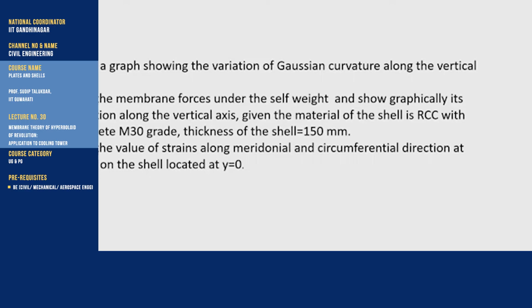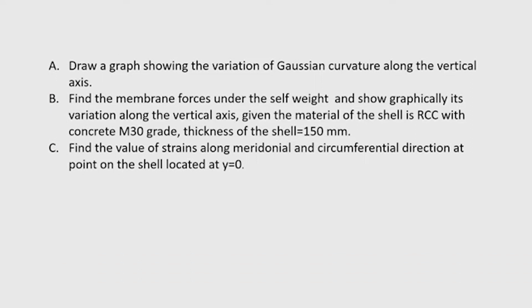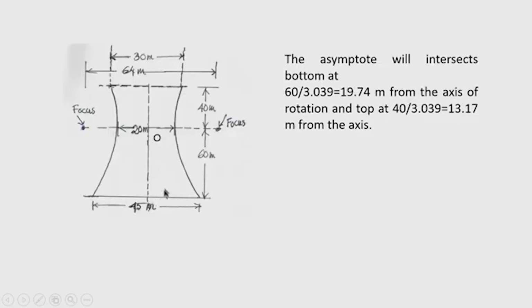Thickness of the shell is 150 millimeter and the steel is not specified here, but we can find the steel area also. For example, steel can be taken as Fe 415 whose permissible stress is 230 Newton per mm square. Then find the value of strain along the meridional and circumferential direction at a point on the shell located at y equal to 0. That means y equal to 0 if this is the origin, and at this distance you can find at 10 meter.